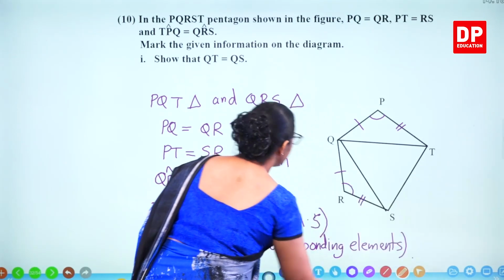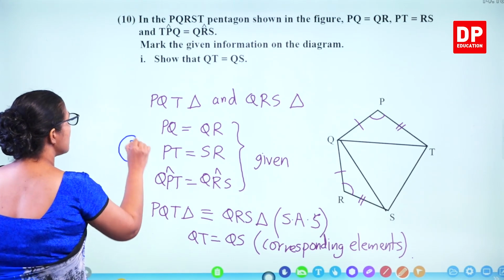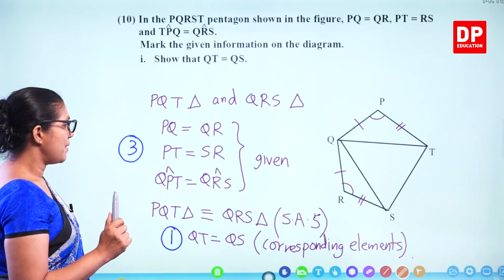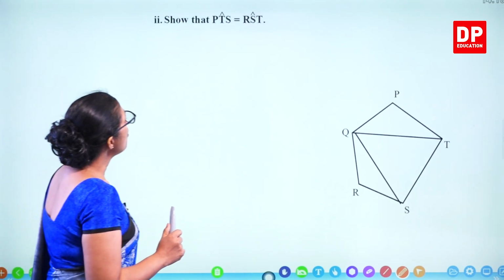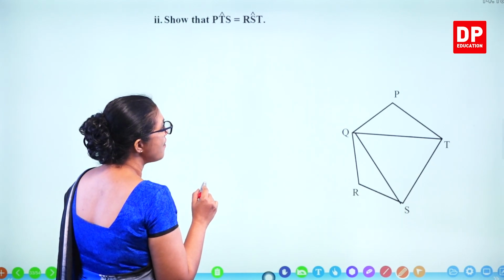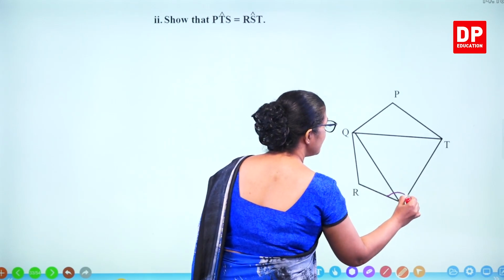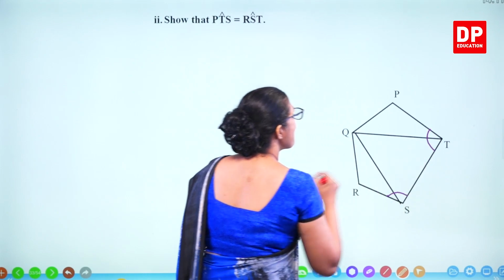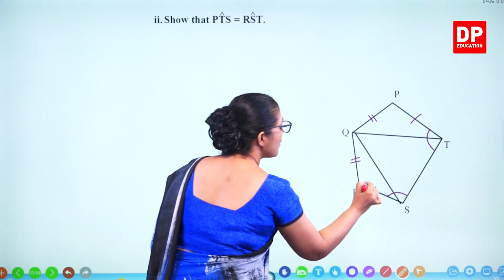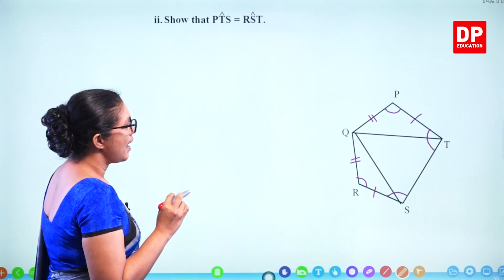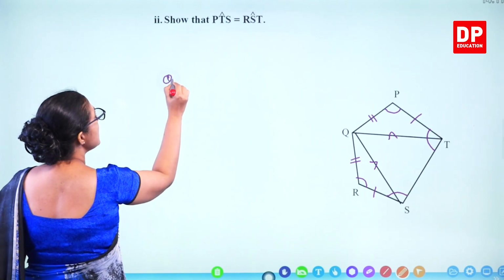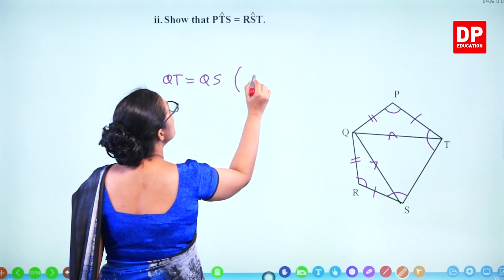So 3 parts for this question. We can give 3 marks for showing that these two are congruent and 1 mark for showing that these are corresponding elements. 4 marks. Now we'll do the second part. Show that PTS angle is RST angle. Now we can mark the previously given information like this, and we found out these two are equal as well. And we found out from the previous part these two lengths are equal. So QT is equal to QS, proved in the first part.